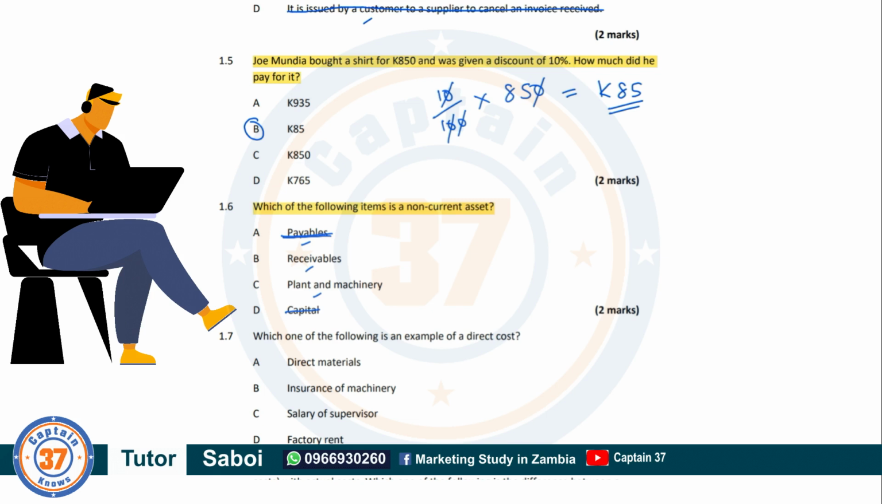To best find out what the answer is, you need to know what a current asset is. A current asset is that which a business is going to use within a short period of time. A non-current asset is something that the business is going to use over a long period of time. So between receivables and plant and machinery, which do you think is going to go for a long period of time? Clearly the answer is C, plant and machinery.